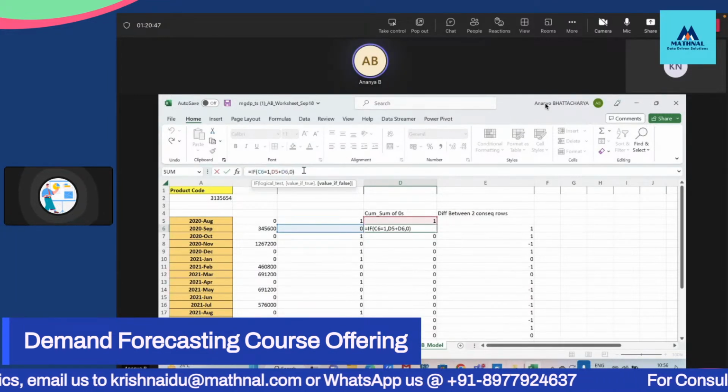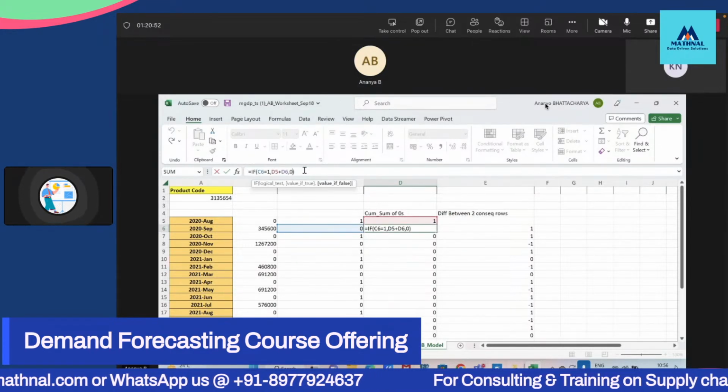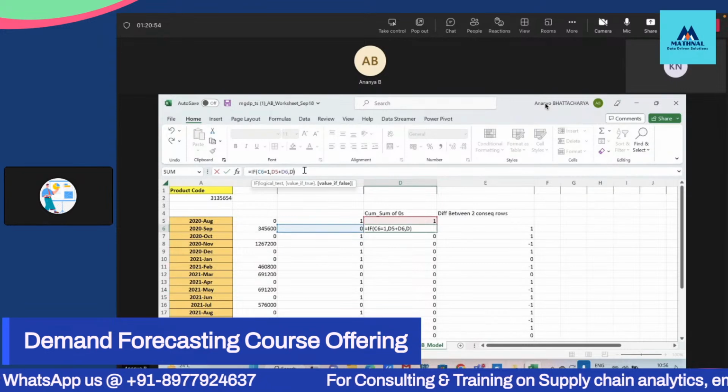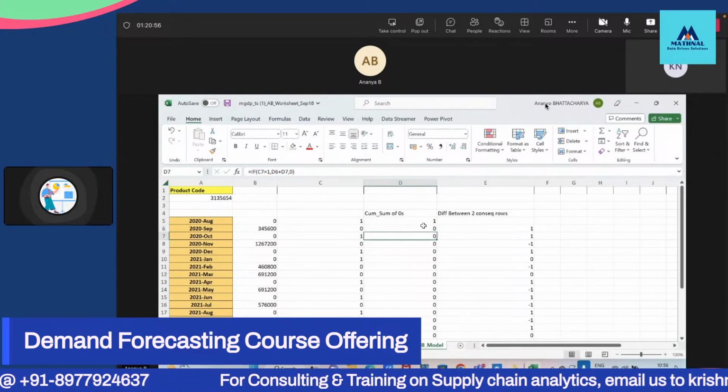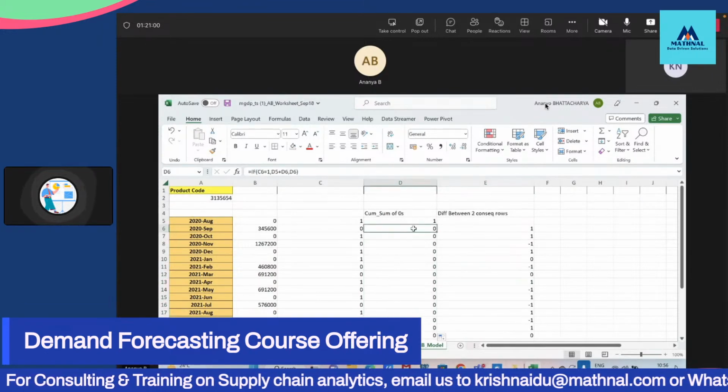Or d5 or d6. Remove 0 there, put d6 there. Enter and drag it now. Why is it not happening? Now here it is.